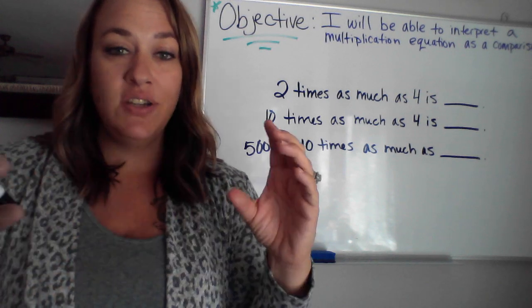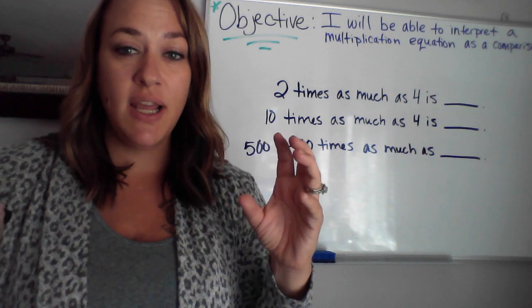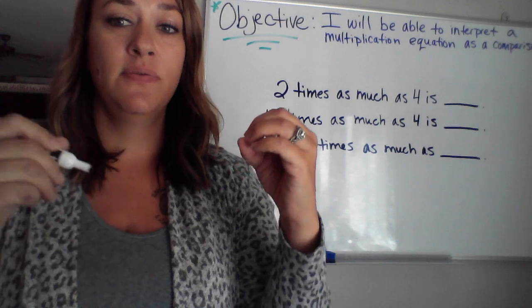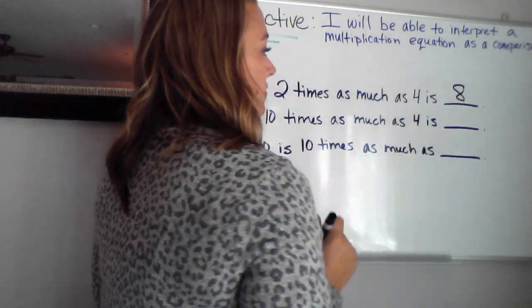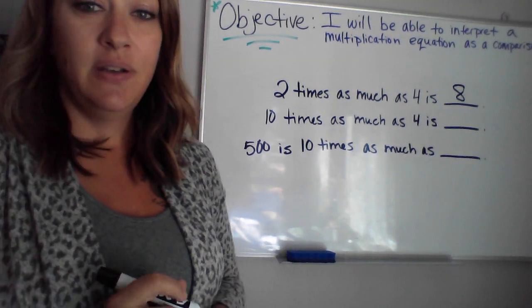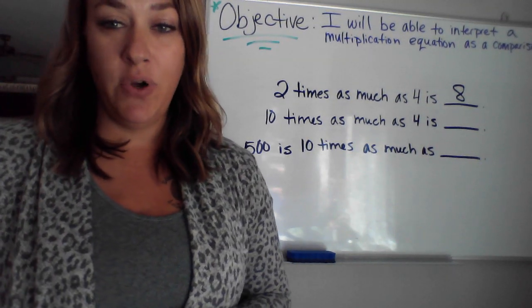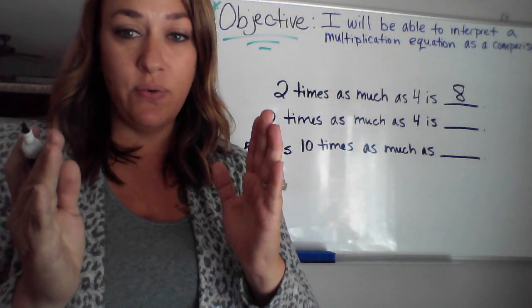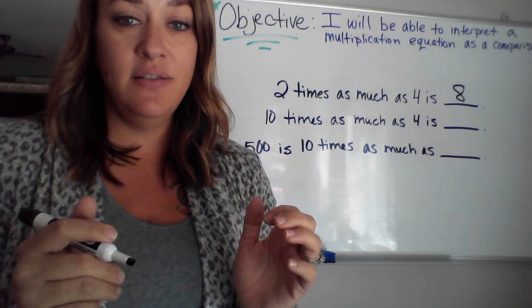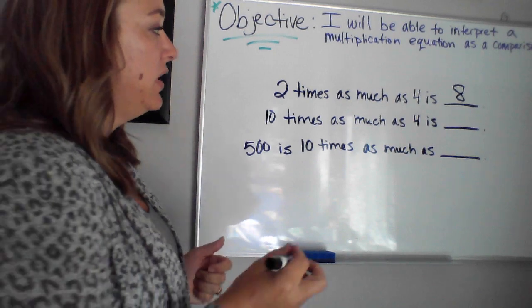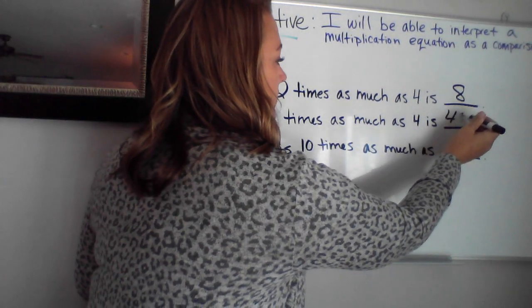Okay, so 2 times as much as 4. So we're putting our equation into words. So 2 times as much as 4 is 8. 10 times as much as 4. So I'm taking my 10 times 4. 10 times 4 gives us 40. So 10 times as much as 4 is 40.